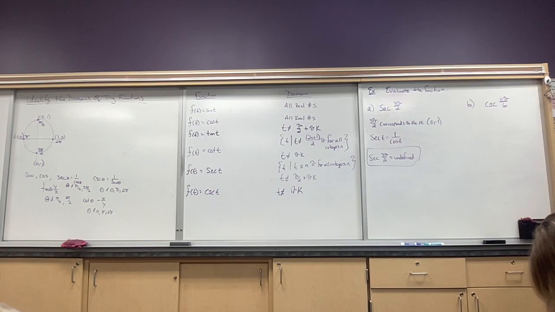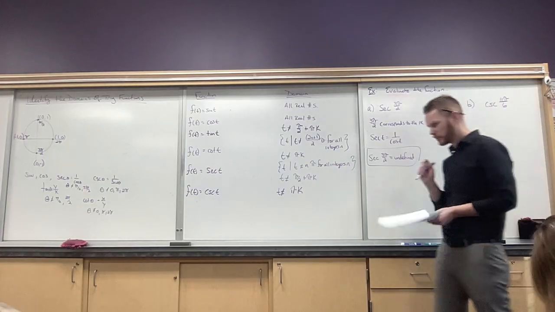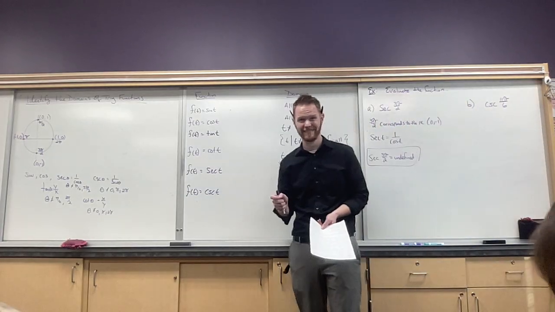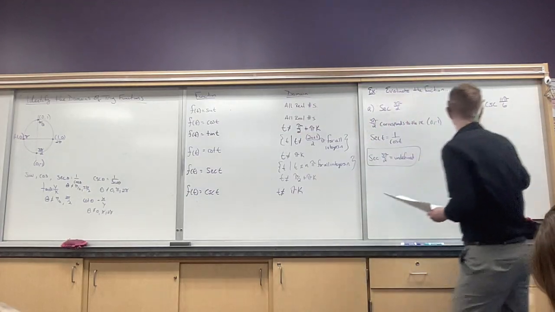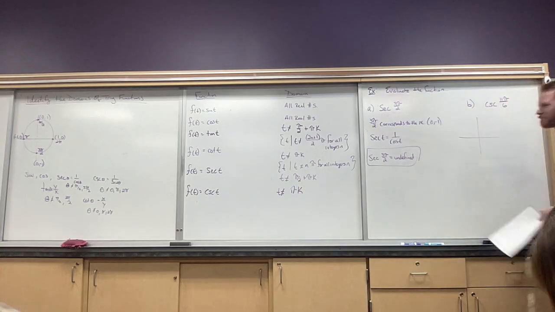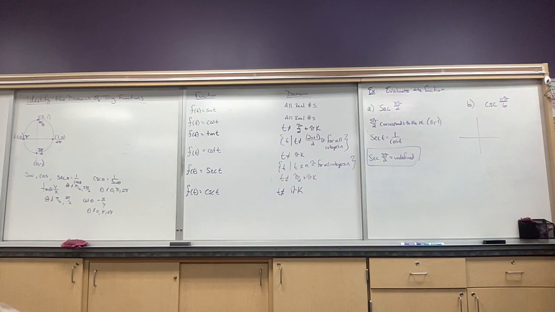All right, cosecant of 11 pi over 6. Okay, so let's think about where 11 pi over 6 is going to be. Let me just draw a little unit circle for a moment. If it was 12 pi over 6, that's 2 pi, right? So it's 1 less than that. So we're going to be in the 4th quadrant. Does that make sense so far?